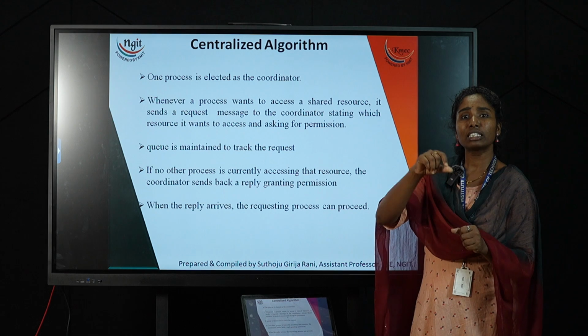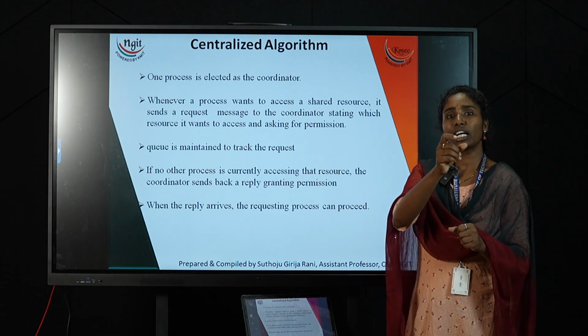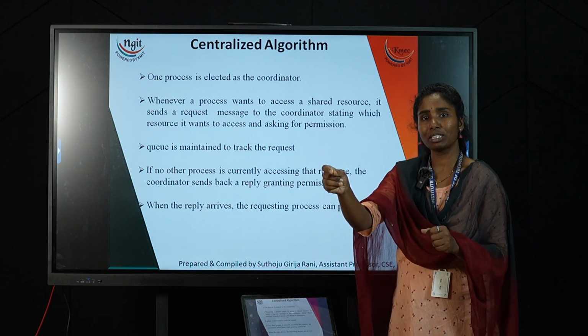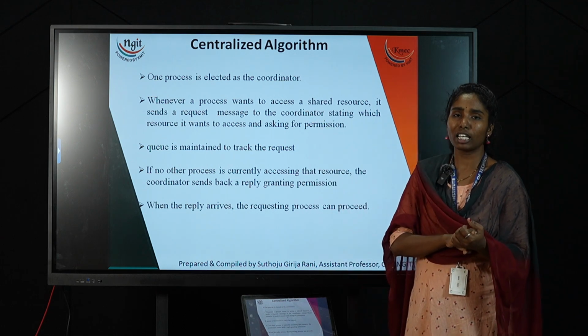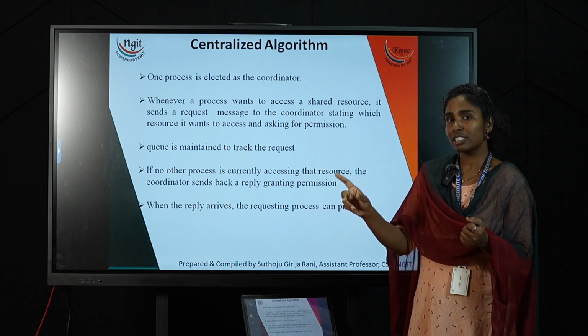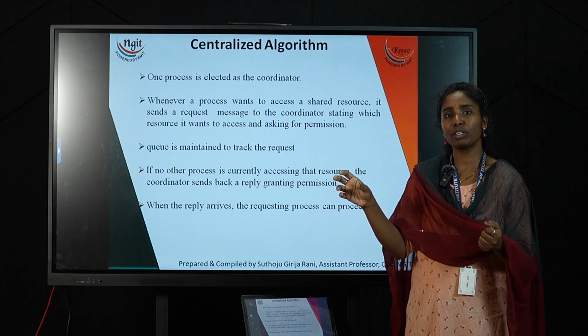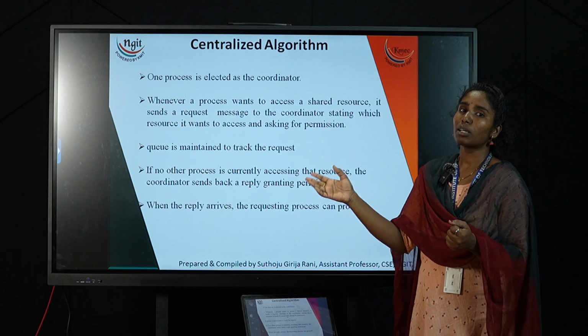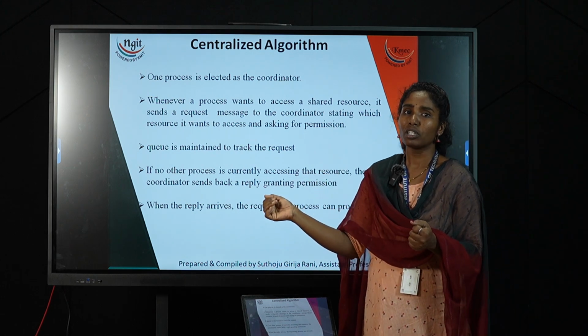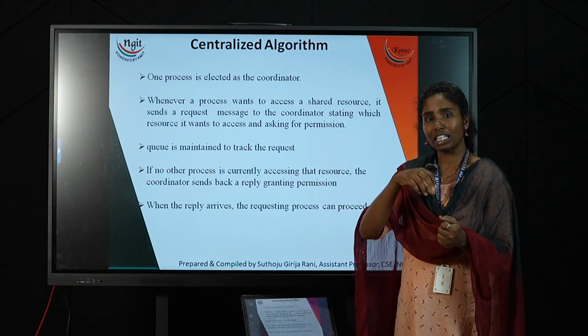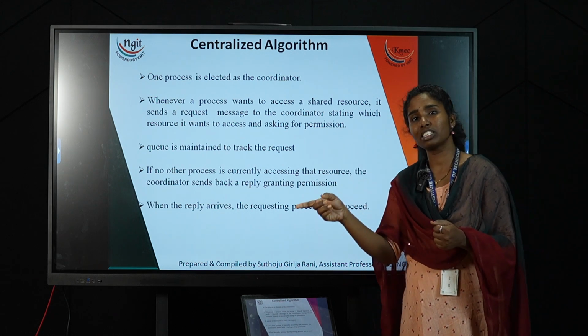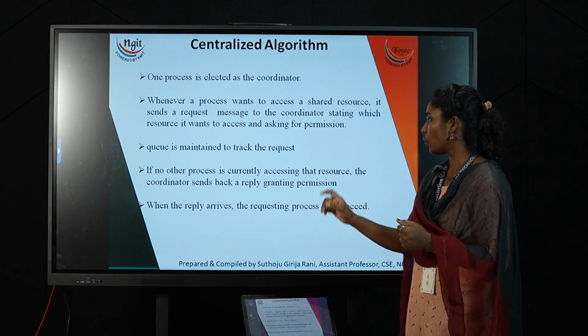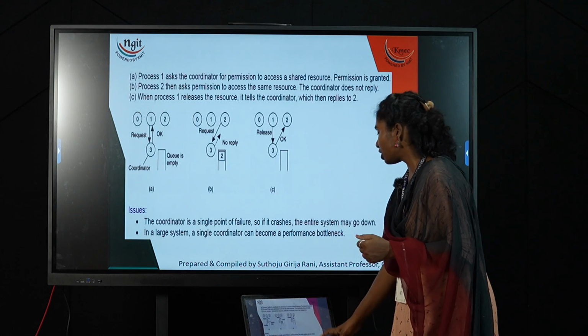Now, whoever gets the chance, P1 as a coordinator will give an OK message, and then immediately P2 will utilize it. P4 is not getting a chance at that point, right? So P4 will be waiting till P1 gives some reply to P4. After P2 utilizes it, P1 will give the chance back to P4 with an OK message. So that is the procedure.